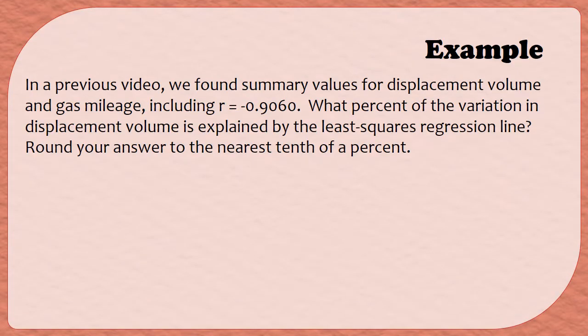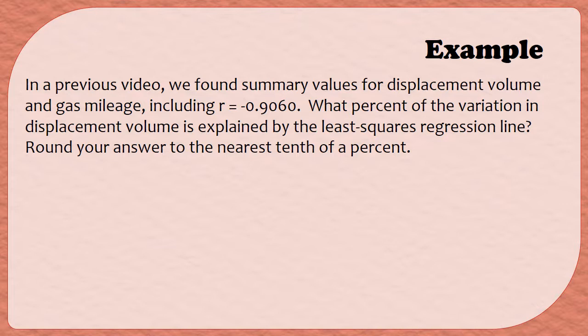So throughout the Module 4 videos, we've been looking at data that Harriet collected about the displacement volume and gas mileage. So in a previous video, we found some summary values for this data, including an r value of negative 0.9060. In this example, we want to know what percent of the variation in displacement volume is explained by the least squares regression line. Round your answer to the nearest tenth of a percent.